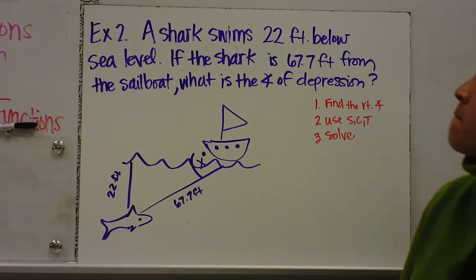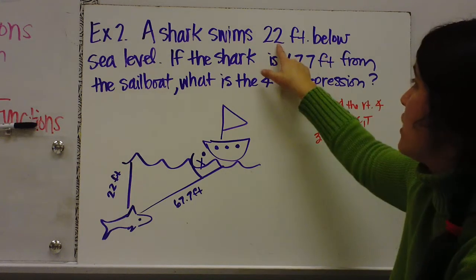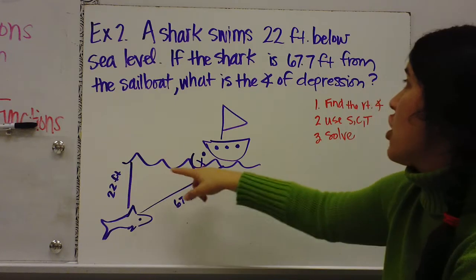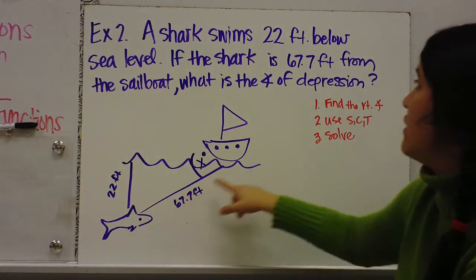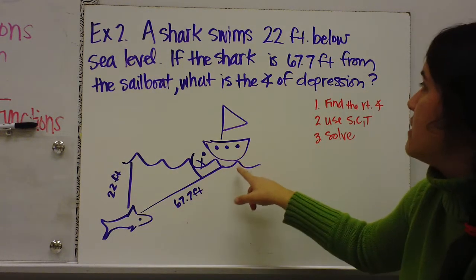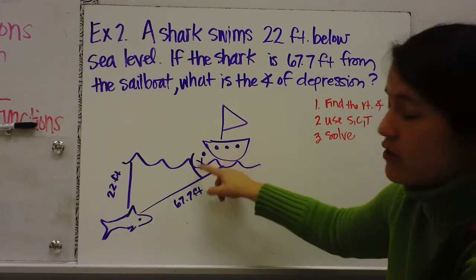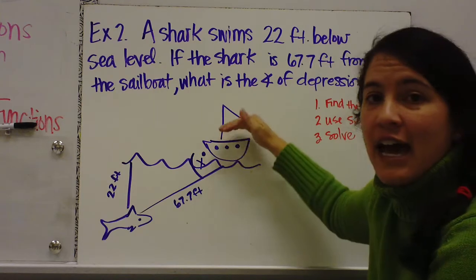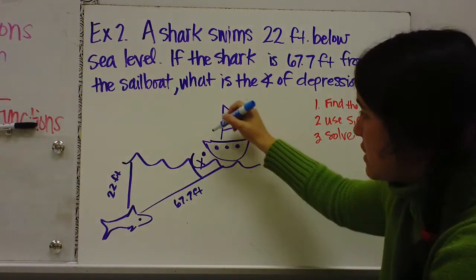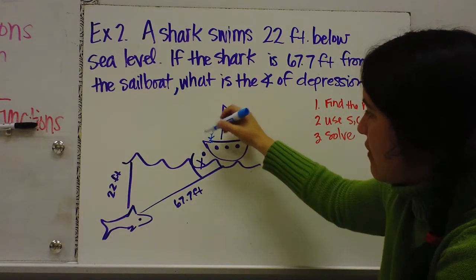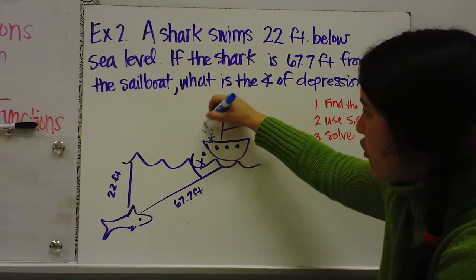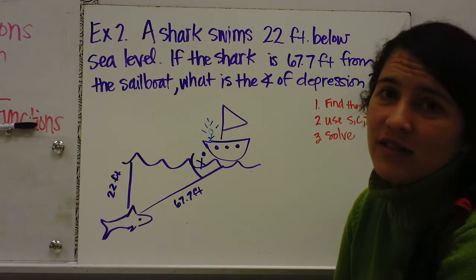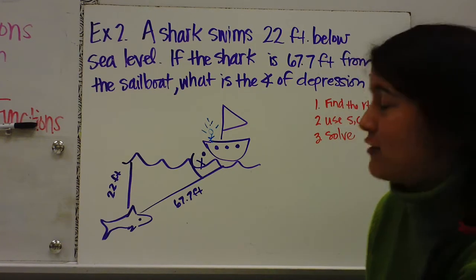Example 2. A shark swims 22 feet below sea level. If the shark is 67.7 feet from the sailboat, what is the angle of depression? I've shown you here the angle of depression that we're looking at, because here's your horizontal line, and the people in the boat see a shark, they're looking down, and then they freak out because they see a shark. Or maybe they're happy that they're going to see a shark, I don't know.